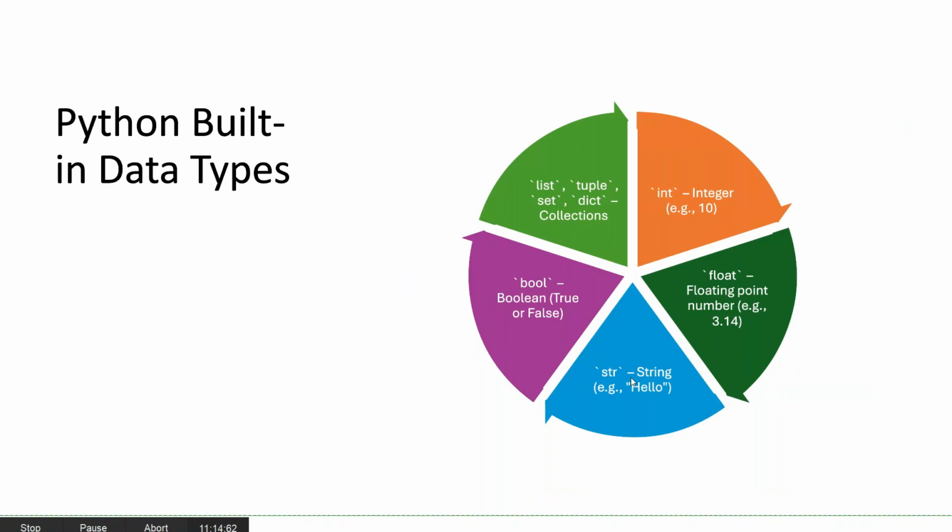Str is string; for example, str equal to hello. Str is an object, and bool is also an object that stores boolean values like true or false. For example, when we evaluate a condition, we get two possible values: the condition might become true or false.